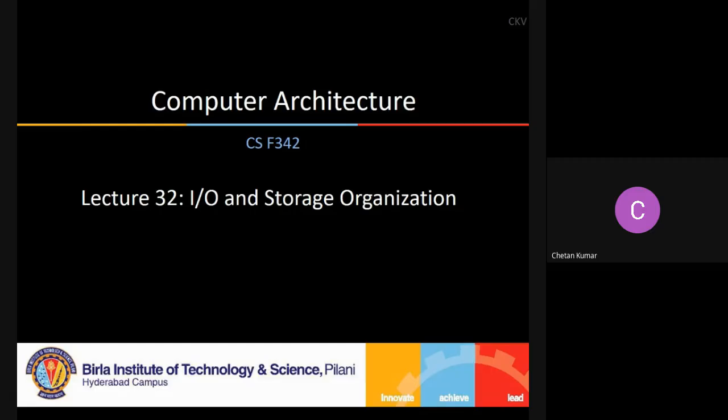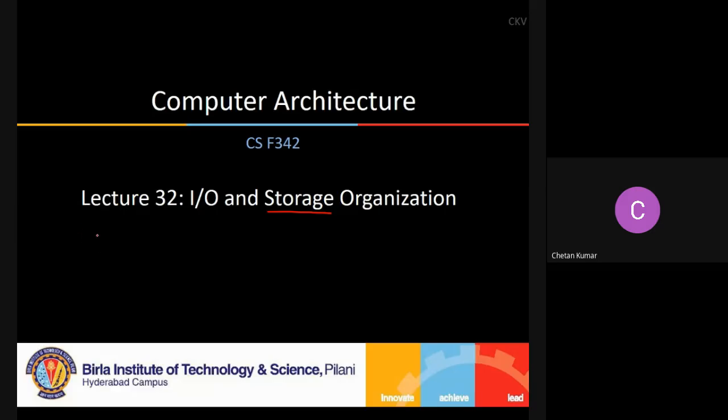Okay. So today we'll start with another small topic on I/O and storage. Again, storage I'll not discuss. It's mostly theory, and I'll give this as a reading assignment for you to go through. I'll not discuss details about this, but some aspects of I/O we'll be discussing as part of this particular topic.